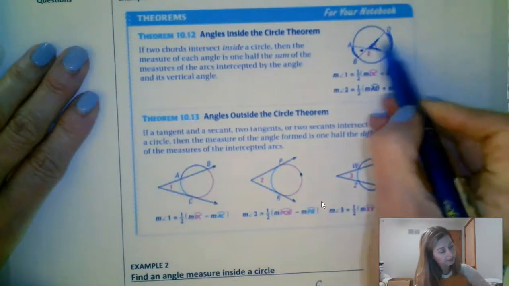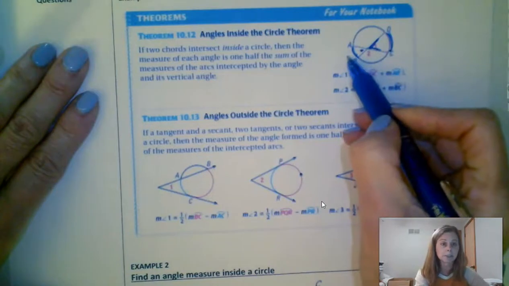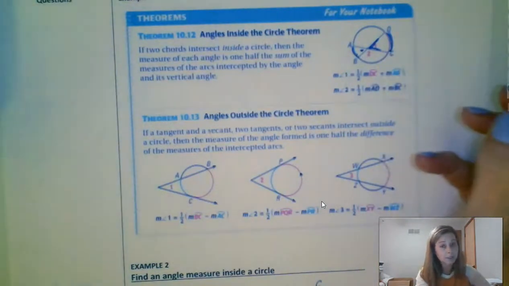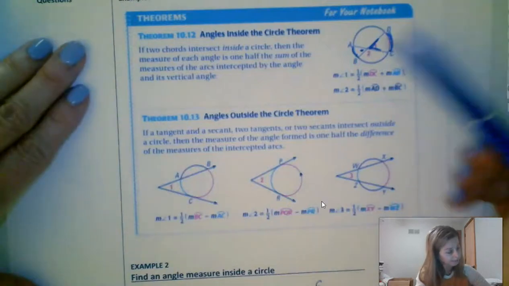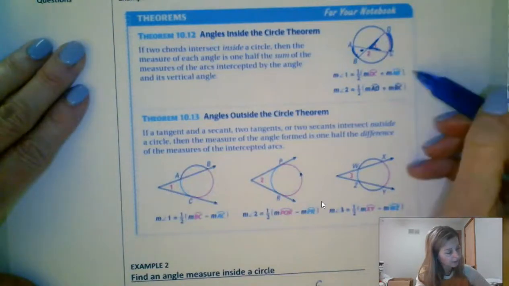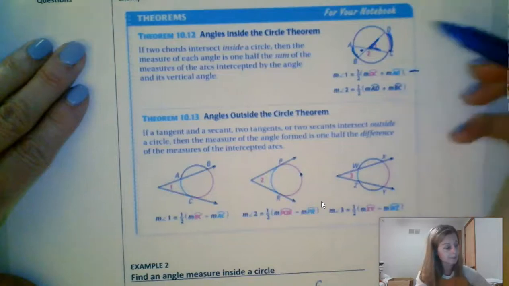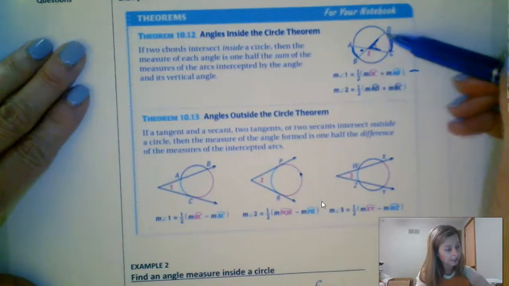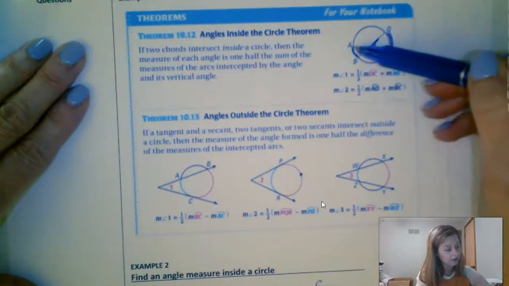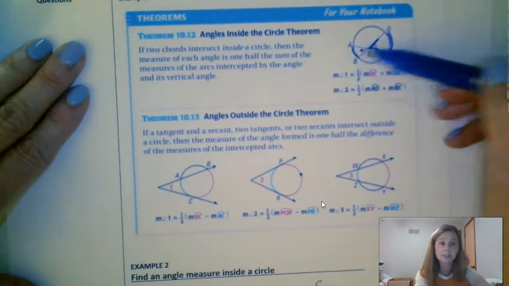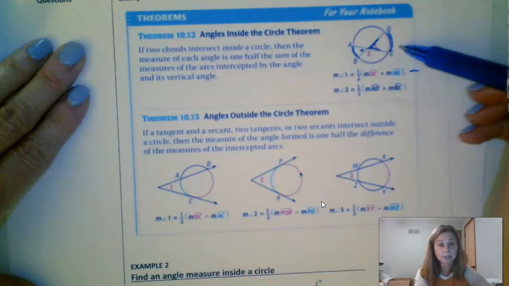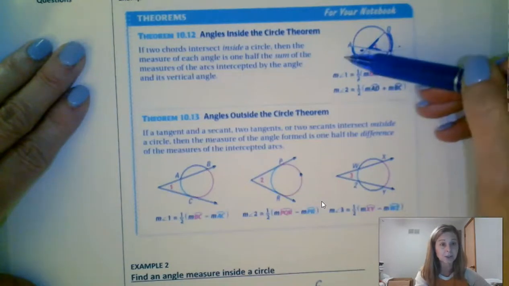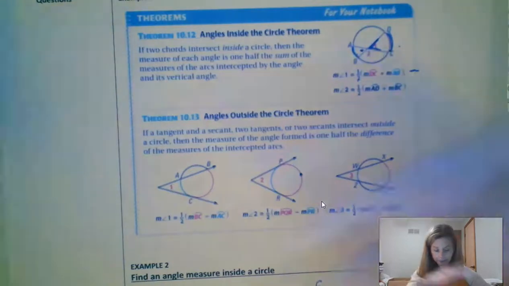All right, so I kind of look across my circle. So this is saying, and this is really an average we're looking at, the measure of angle 1, and that's our first line here. The measure of angle 1 is 1/2 of arc DC plus arc AB. So I'm going to add these two blue arcs together and divide by 2. So this inside angle is really the average of the two arcs. Okay, add them up, divide by 2.